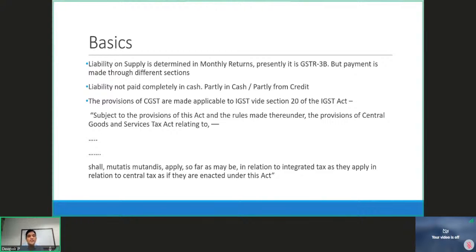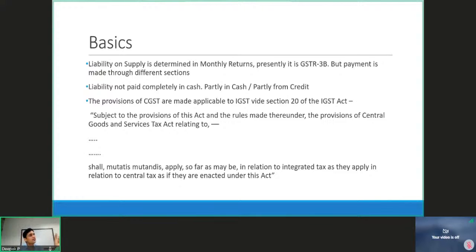the provisions of CGST, Central Goods and Service Tax, relating to... So there are various clauses that say what provisions in CGST are applicable to IGST. So the provisions of the Central Goods and Service Tax Act relating to payment is one clause there. Relating to payment shall mutatis mutandis apply so far as may be in relation to the integrated tax as they apply in relation to the central tax as if they are enacted under this Act. So what does it say? The provisions of payment in the CGST Act shall apply to the IGST Act mutatis mutandis, which means to the extent of the corrections.